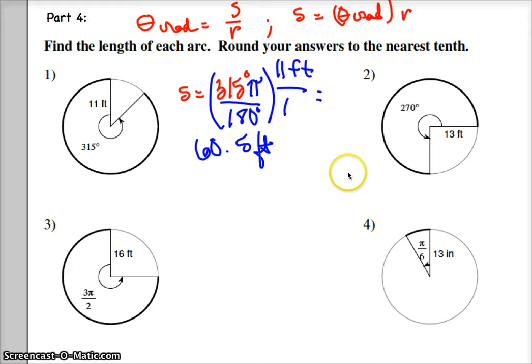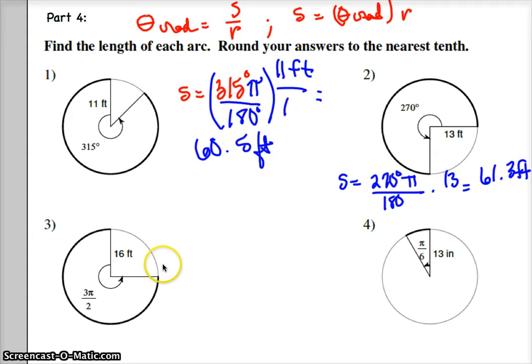All right, so let's see how you did. S equals 270 degrees. Because it is degrees, we do have to convert to radians, so multiply by pi over 180, and then times the radius of 13 feet. And if you got that correct, you can go ahead and calculate. So go ahead and pause again and calculate your arc length. And you should have calculated an arc length of 61.3 feet.